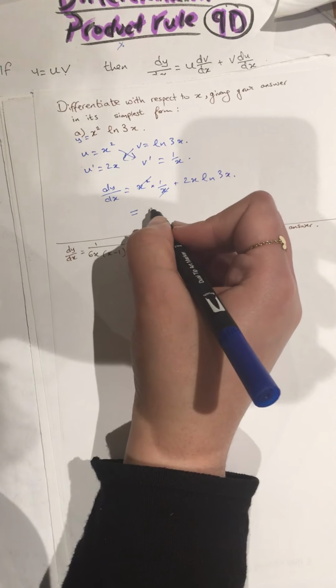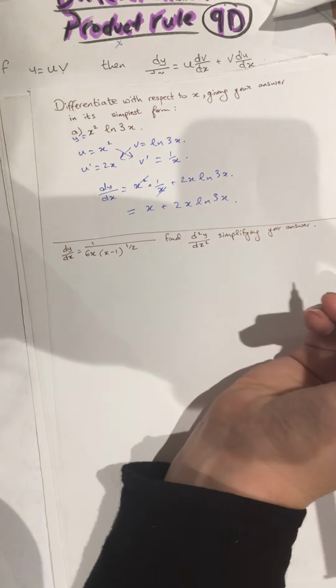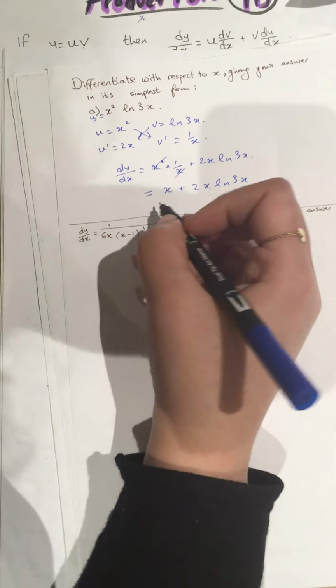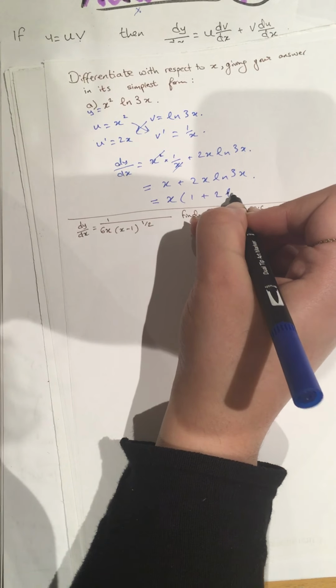These two simplify. I'm left with x plus 2x ln 3x. And again, if you want to be extra, you can take out x, factorize: x times 1 plus 2 ln 3x.